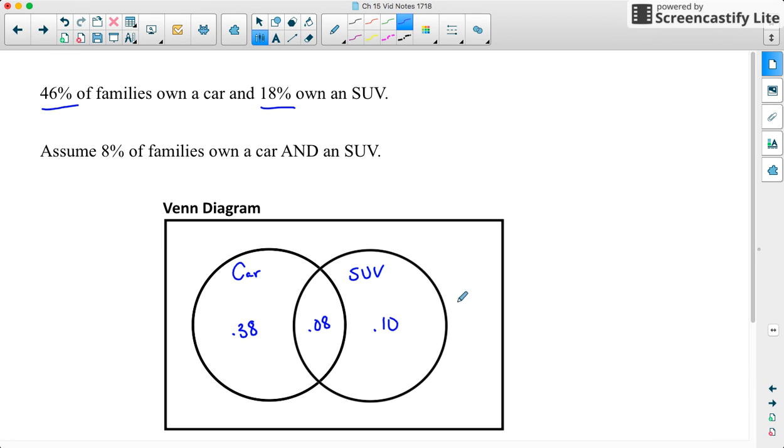Now there's one other number that we need to put in here, and that's how many own neither. If I think about this and I say, okay, 38% plus 8% plus 10%, let's see, that's 56. Well, 1 minus 0.56 is 0.44. So 44% own neither. Now, don't ask me what neither is. Could be vans, I guess, or trucks or motorcycles or something like that. But that's what the 44% counts as, and that's the area outside of both of these circles.